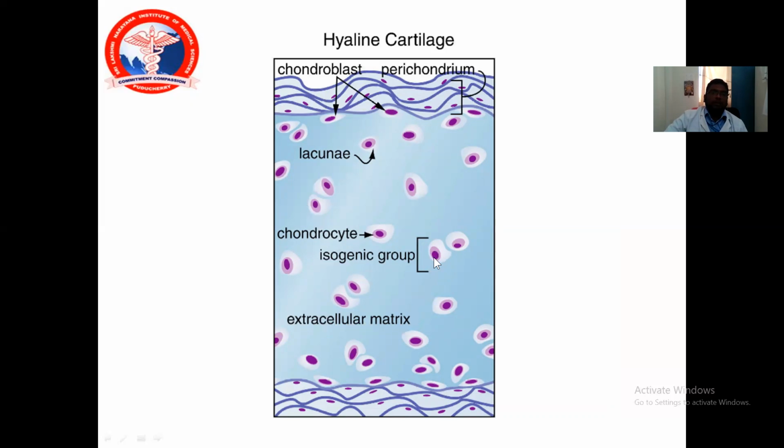The gap between the chondrocytes and the extracellular matrix is called the lacuna. Okay, so initially they are going to be present as two cells. They are dividing into two. Afterwards, they are going to get separated by secreting extracellular matrix. So in this way, they are going to grow.